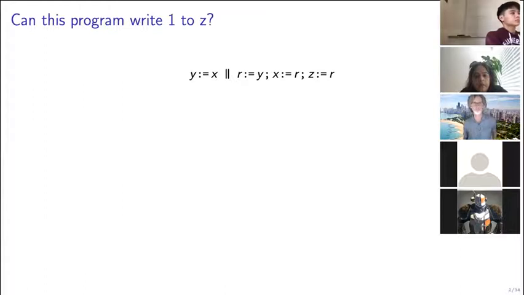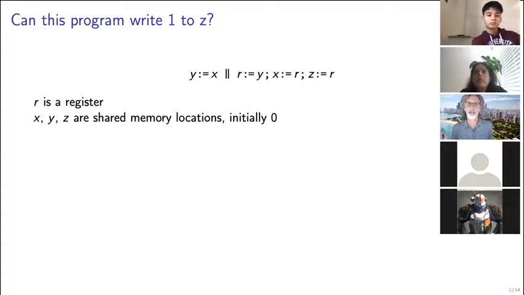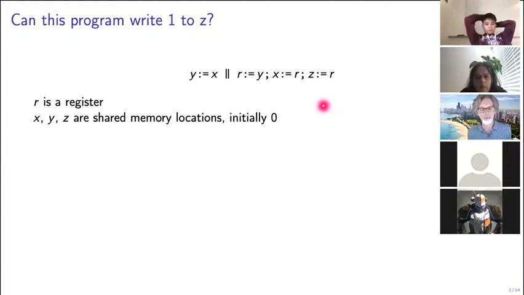All right, everything's looking good. The basic question I want to start with is this one. Can this program write 1? Here R is a register. So I'm reading into R from Y. This thread is reading the variable Y into a register, then writing the value that it just read out to X. This one is reading X and copying it into Y. And over here, we just have this irrelevant write into Z. Now, if everything is initially 0, can this program write 1? Is it possible for 1 to show up here?